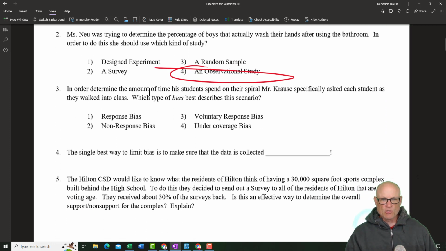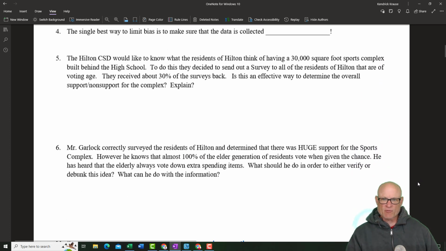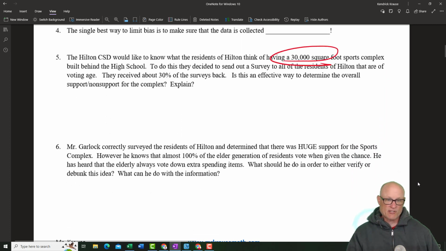If I ask you about what's going on in your life and I'm right in front of you, that's going to be response bias. If you don't get a whole lot of responses, that's non-response bias.